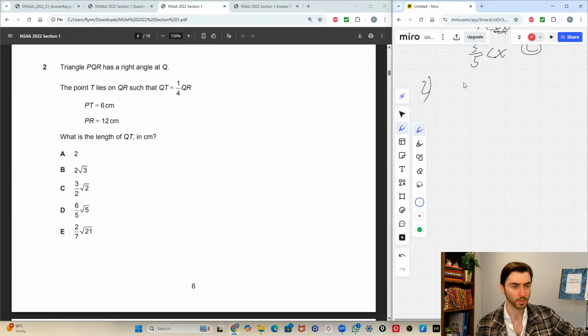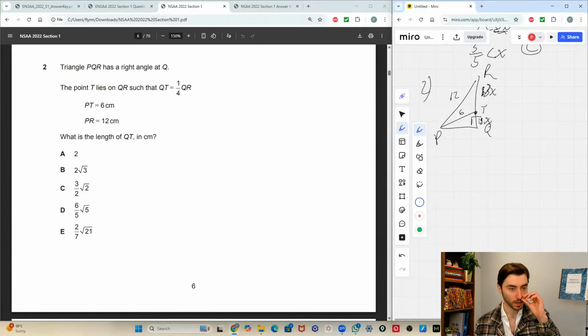Right angle at Q, point T lies on QR. I'll just draw my usual right angle triangle. Right angle at Q, PQR. T lies on QR such that QT is a quarter of the way. So T is a quarter of the way through from Q to R. So that's like there. So that's 1/4. So it splits it into a 1:3 ratio. P to T is 6. P to R is 12. That's not necessarily 3 and 1. That's just the ratio. So if I call that x, that's 3x, for instance.